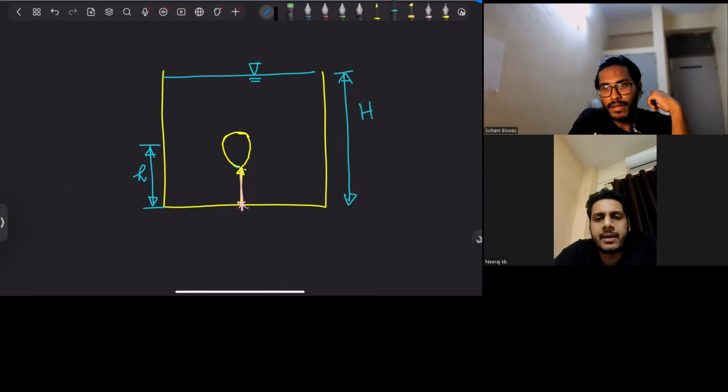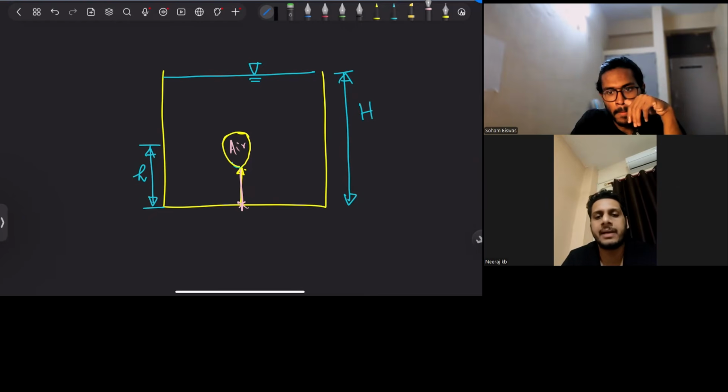The balloon is filled with air, right? Yes, the balloon is filled with air. Okay, so let me give you more information. Everywhere the temperature is the same, 25 degrees Celsius. So what will be the pressure? The pressure inside the air will be greater than H rho g. Basically, it won't be equal to H rho g. It will be greater than rho g h.